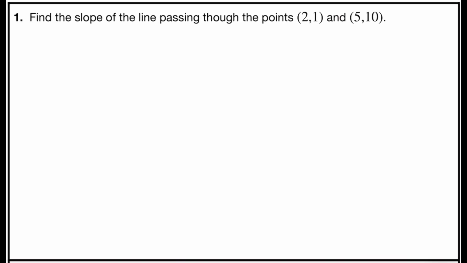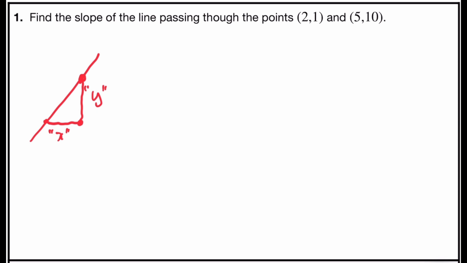Problem number 1 asked you to find the slope of the line passing through the points (2, 1) and (5, 10). So first of all, let's talk a little bit about slope. Slope is a ratio, and that ratio compares the vertical change to the horizontal change. So if I had a line, the slope would compare the vertical change to the horizontal change. It compares the y change to the x change, and it gives you an actual value.